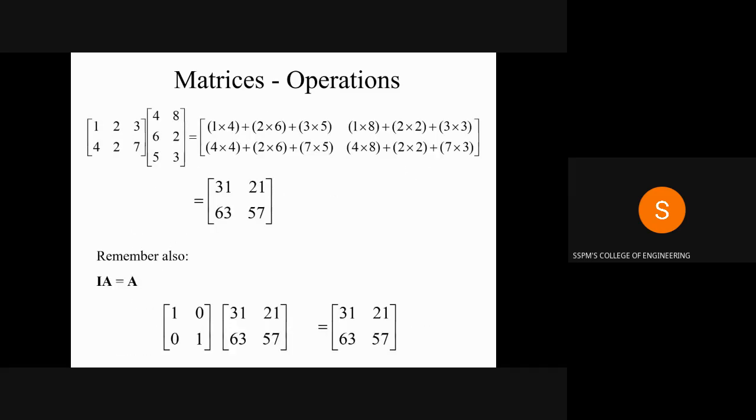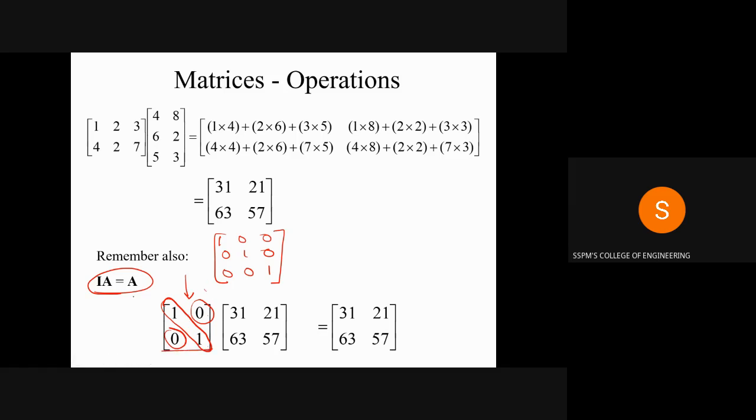Next, see, now I remember, what is I into A is equal to A. What does I mean? Identity matrix. What is an identity matrix? The diagonal elements should be 1 and all the other entries should be 0. For 3 cross 3, what is the identity matrix? It is 1 0 0, 0 1 0, 0 0 1. This is the identity matrix for 3 cross 3 matrices, and this is the identity matrix for a 2 cross 2 matrix.